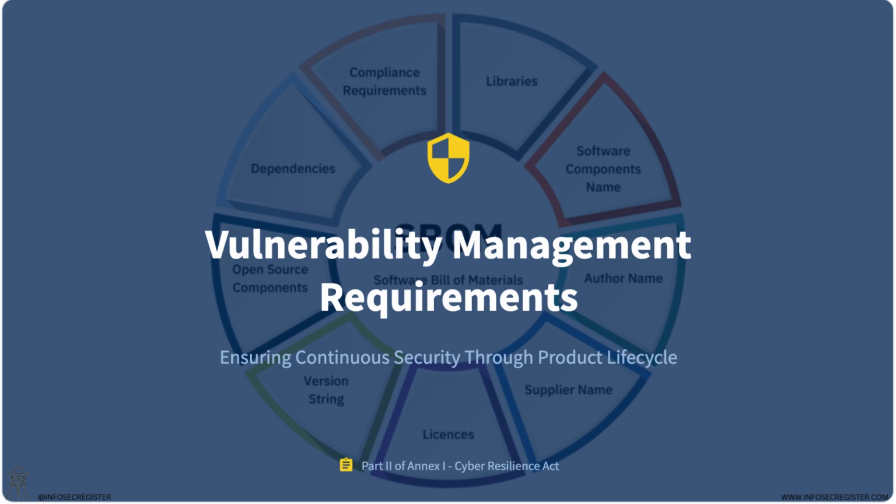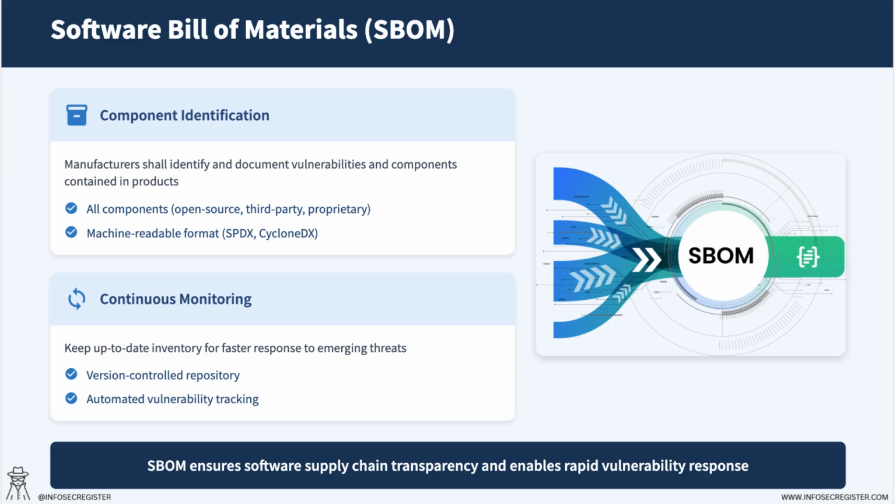Vulnerability management starts with the Software Bill of Materials, or SBOM. The CRA requires manufacturers to maintain a clear, structured inventory of every software component inside their products. And this includes everything: open source libraries, third-party modules, and proprietary code. Why? Because you can't protect what you don't know you have. Component identification is the first step. Manufacturers must document all components and any known vulnerabilities associated with them.